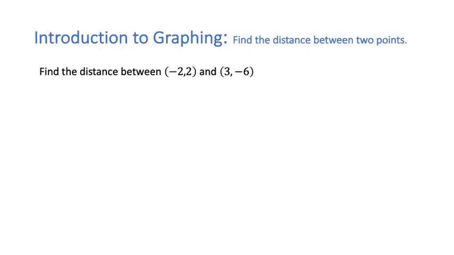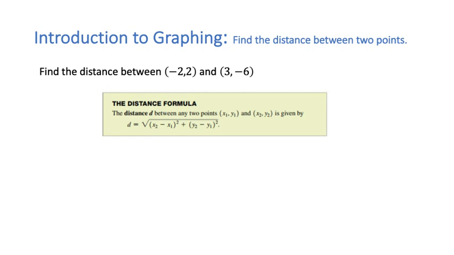So let's get started. The first thing we're doing is talking about the distance between 2 points. So the question is to find the distance between these 2 points. The distance formula is the distance between 2 points is equal to the square root of x2 minus x1 squared plus y2 minus y1 squared. So what we're going to do is take the two x values, subtract them, and square them. Take the two y values, subtract them, and square them.